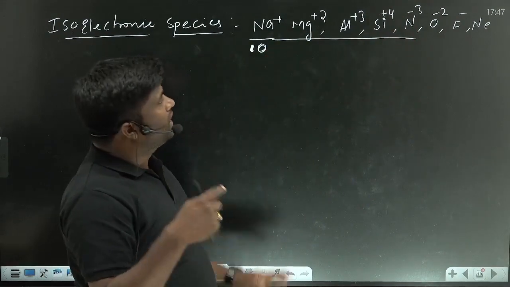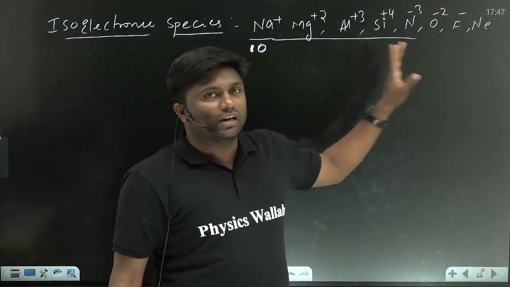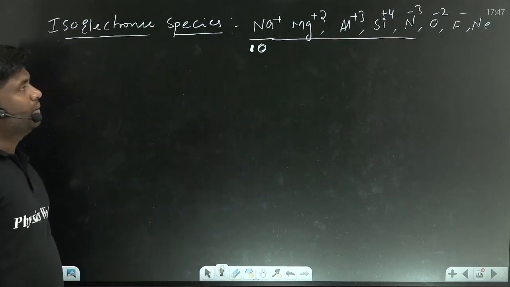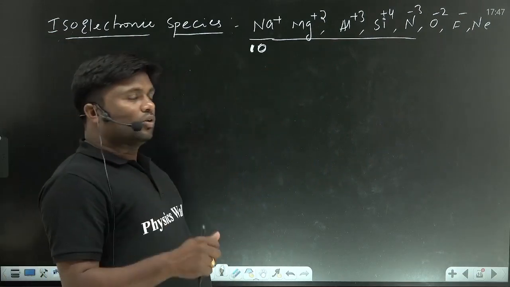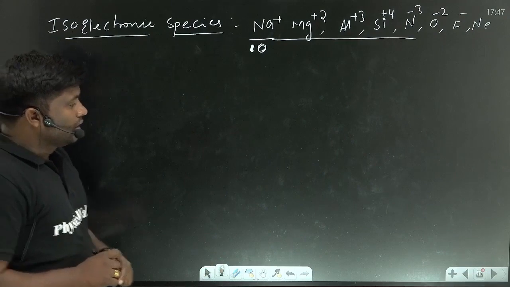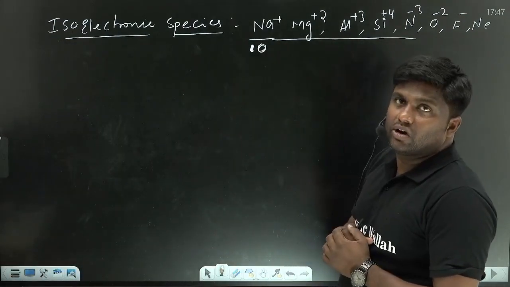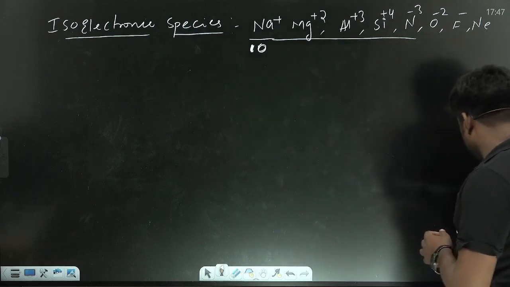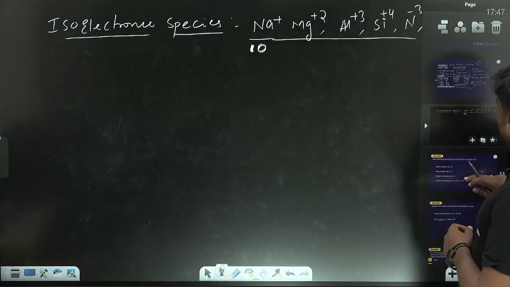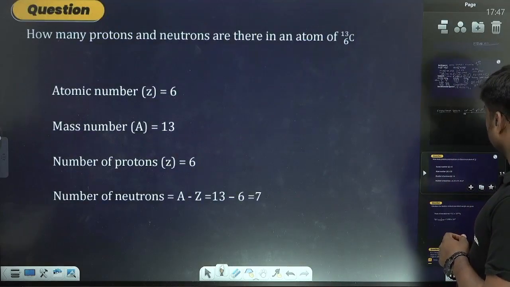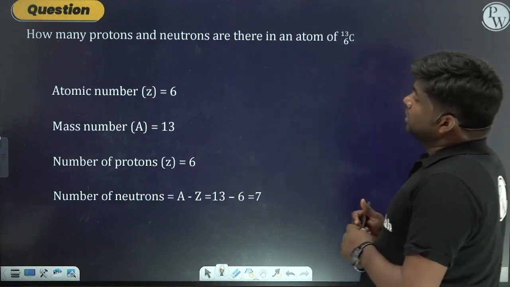Since all these elements have the same number of electrons, what do we call them? We call them isoelectronic species. Okay, elements or atoms or ions having same number of electrons are called as isoelectronic species. And next we will be seeing this one, a question.